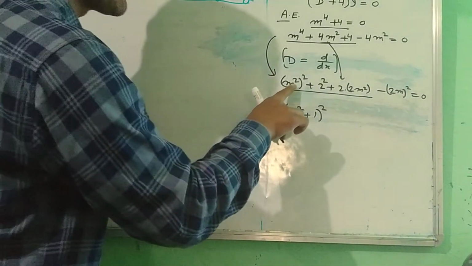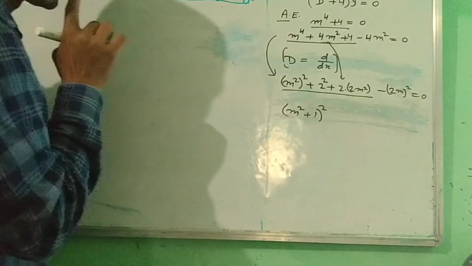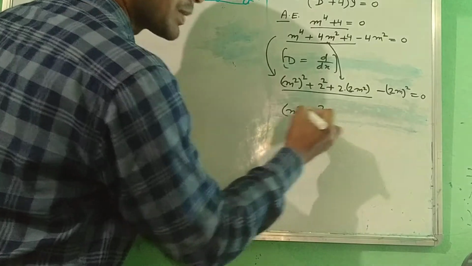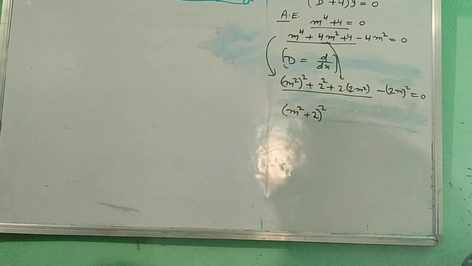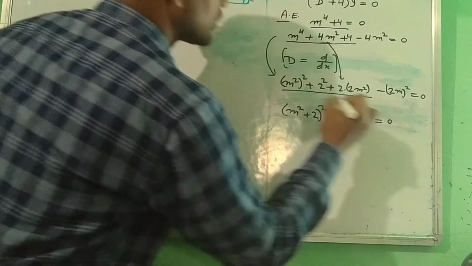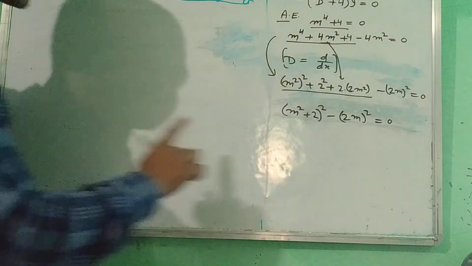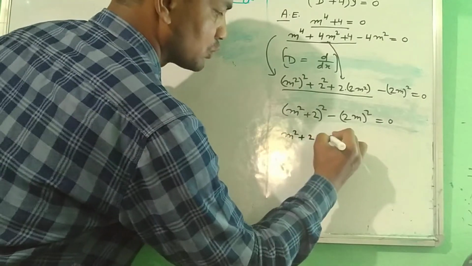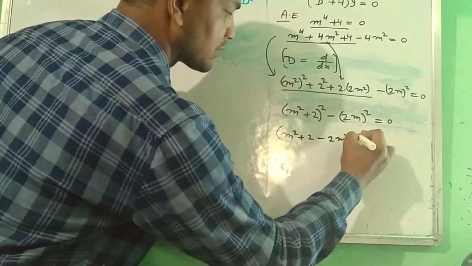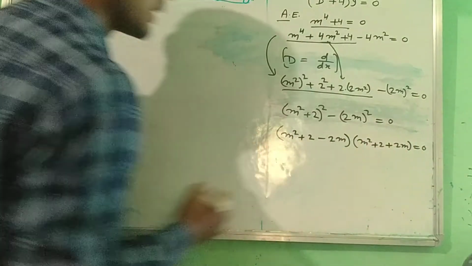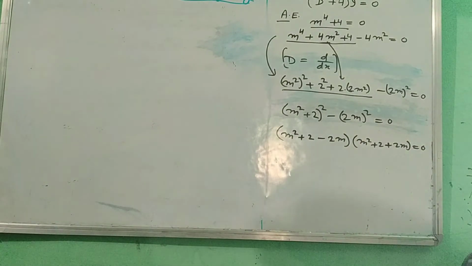Now this is m^2, 2 square plus 2ab, and we can write it as (m^2 + 2)^2 - 2m^2 = 0. According to the formula a^2 - b^2 = (a - b)(a + b), we can write it as (m^2 + 2 - 2m)(m^2 + 2 + 2m) = 0.